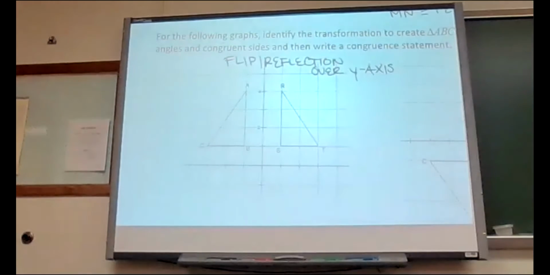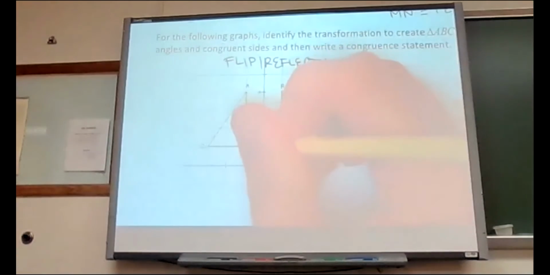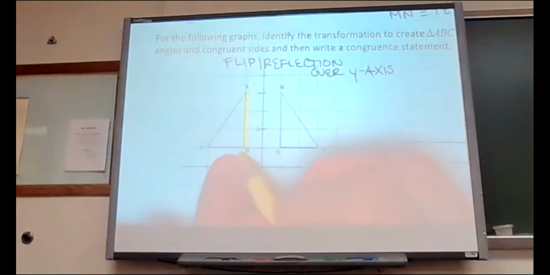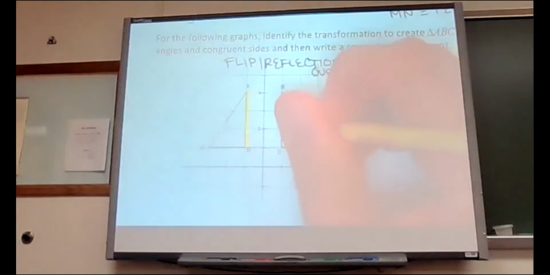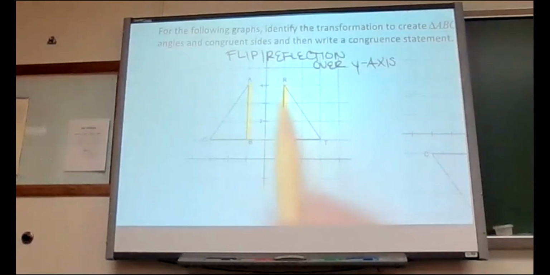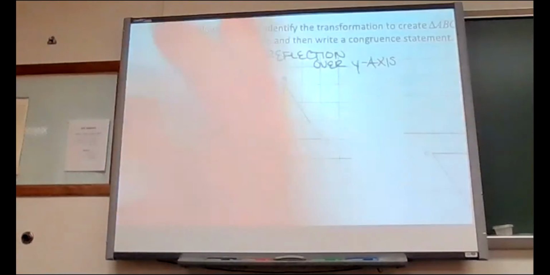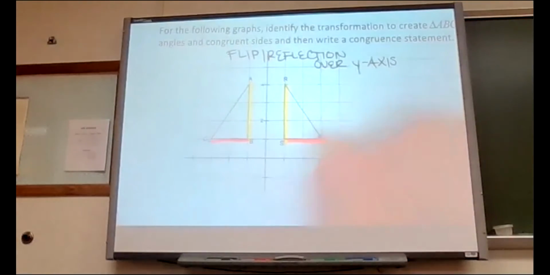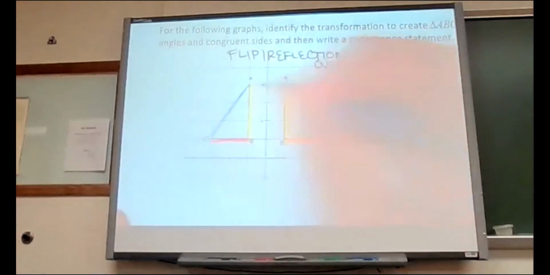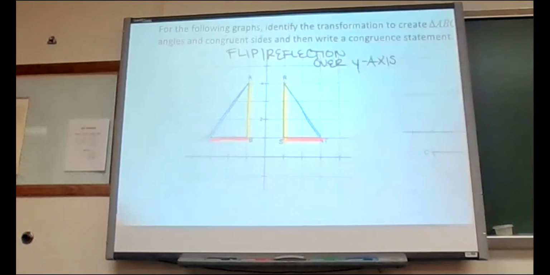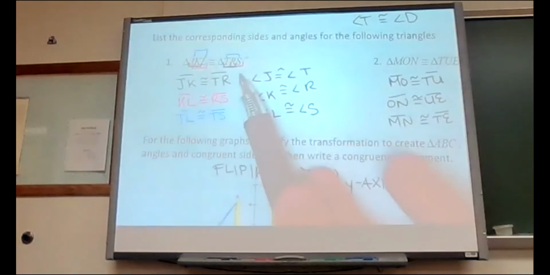Okay, but what happened if I color code ABC, so this side, AB, just flipped over and is now this side RS. And this side CB, again flipped over, is now ST. And then CA to RT. So what we want to do on these triangles is not list all the matching sides and angles. I just matched the sides with colors. We want to write the statement.